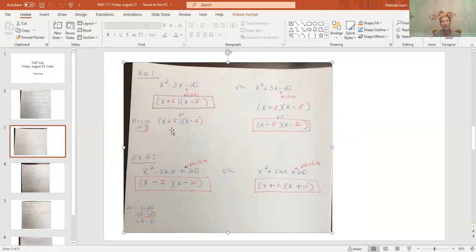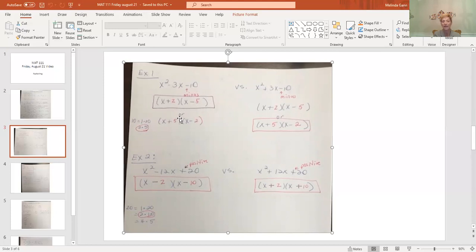But I don't know where to put the 5 and where to put the 2, so I tried them both. I tried the 2 here and the 5 there, and then I switched them. Now, how did I decide? I multiplied it out and looked. X times x is x squared. Well, x times a minus 5 is going to give me a minus 5x. And then 2 times x is a plus 2x. Well, a negative 5x plus 2x is a negative 3x. See, that one works. And then I double check, a positive 2 times a negative 5 is a negative 10.